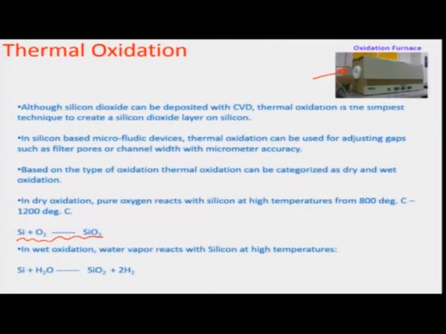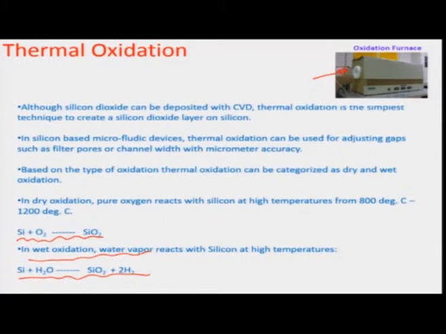Further, the oxidation can be dry or wet. If you may recall, in the wet oxidation case there is a small bottle trap which is heated up, through which the oxygen is flown, so that you have enough moisture content in the oxygen and the reaction is a lot faster.